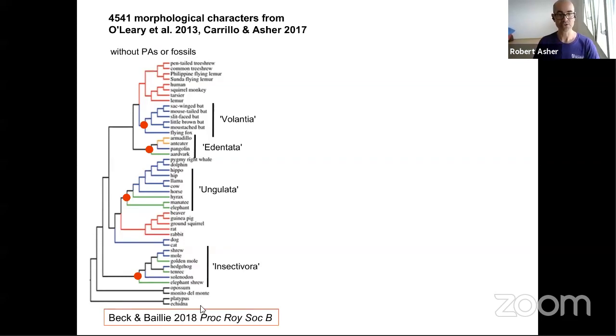When you use the morphology by itself, without the predicted ancestors, that's PA, and without fossils, you get this very traditional looking mammal tree of life with these clades that we know aren't true, right? They're not well corroborated. So Volantia includes, say, Dermopterans and bats. In fact, Dermopterans are part of Euarchontoglires, bats are part of Laurasiatheres. Edentates are things like aardvark and pangolin, along with the Xenarthrans, and so on.